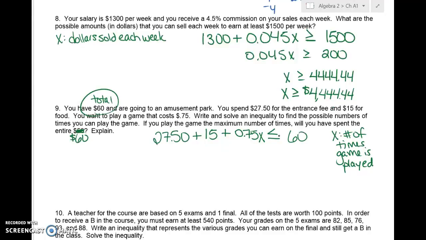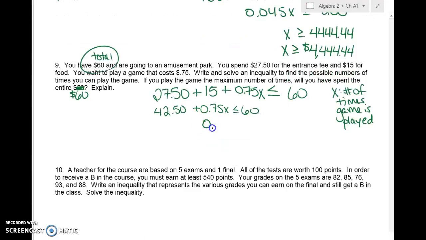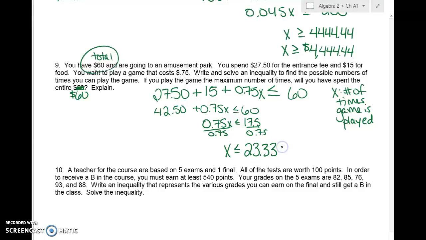Now that you have it set up, do you feel like you can solve this inequality? Yeah. Okay, take a moment and do that. Okay, we got 75.75 times x is less than or equal to, what is 60 minus 42.50? So x is less than or equal to what? 23.3 repeated.